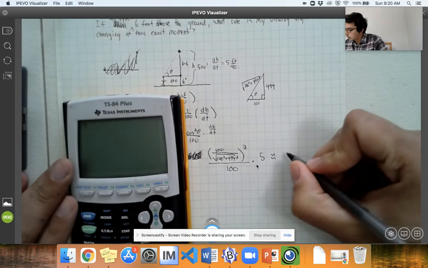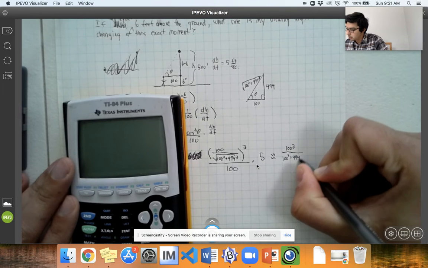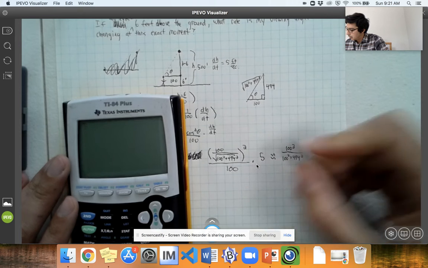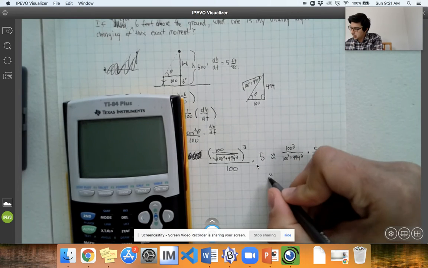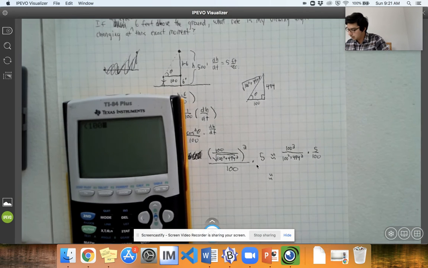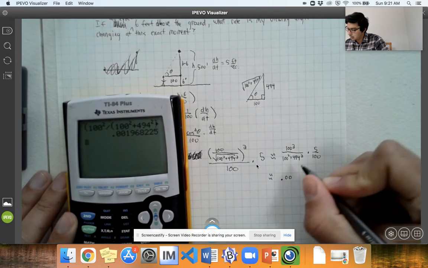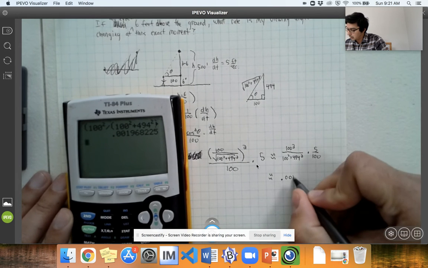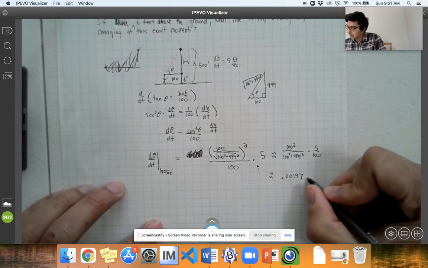well, let me rewrite this a little bit first. Let's write this as 100 squared over 100 squared plus 494 squared, and then I'm going to write this as times 5 over 100, just to make it a little bit easier to put in a calculator. So we have 100 squared divided by 100 squared plus 494 squared, and then all of that is times 5 over 100. And what I'll get is that my viewing angle is changing by 0.00, we'll do a few numbers out, 197, and what we're talking about is radians per second.